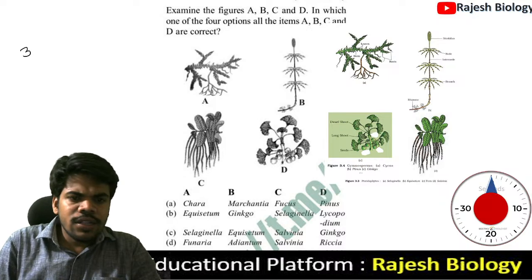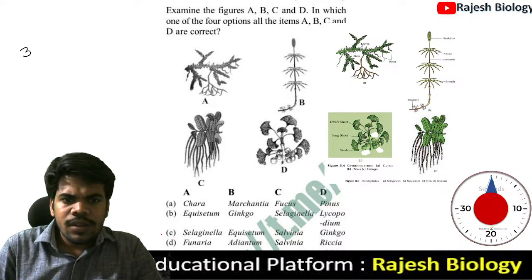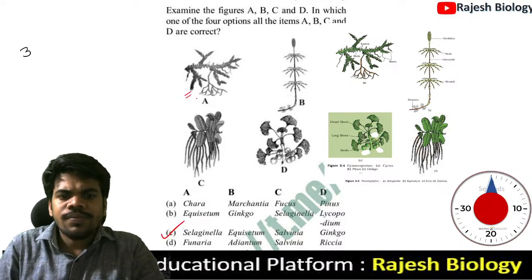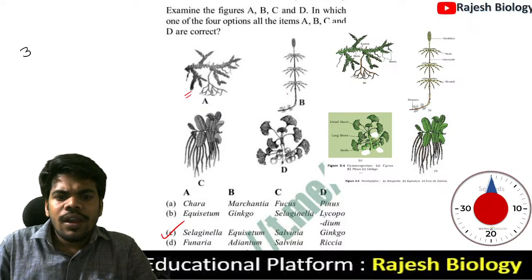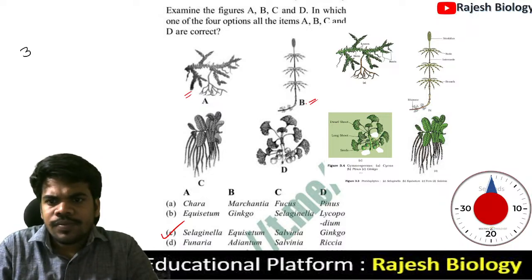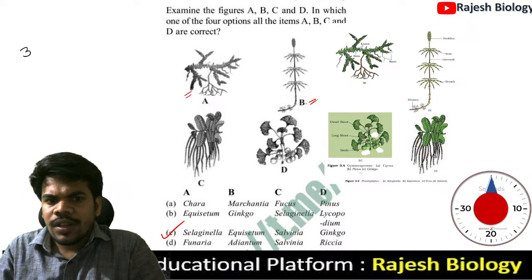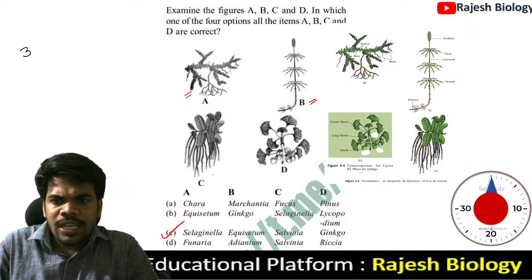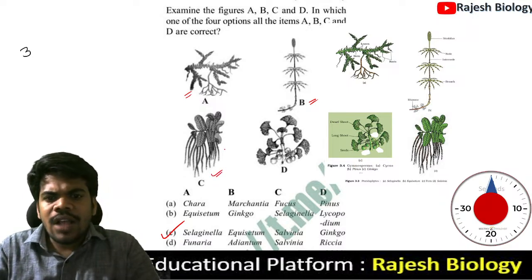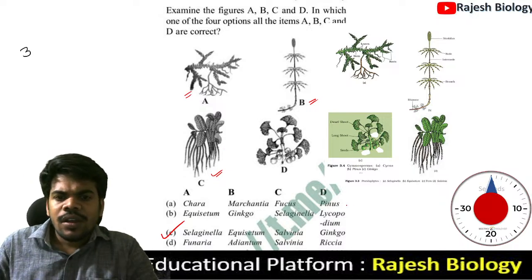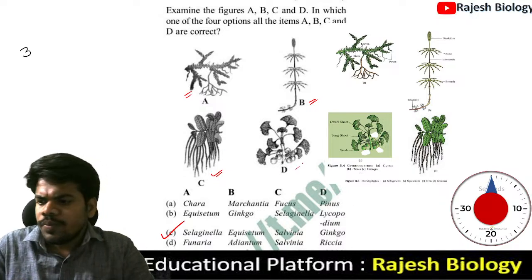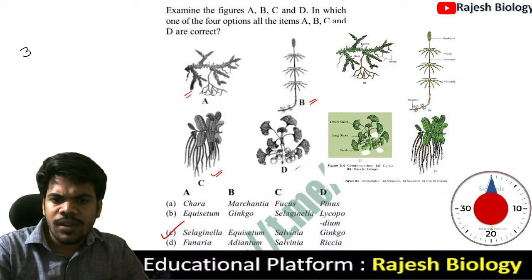For this, the right answer is: this is Selaginella and it is Equisetum, right? And this, the C, this is Salvinia and this is ginkgo.